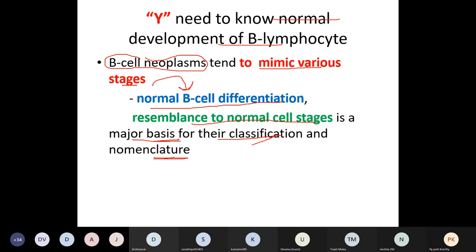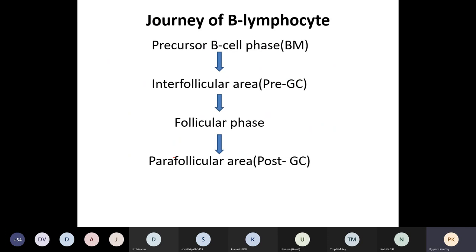So we are going to start with the journey. Where are your lymphocytes going to be born? In your bone marrow. That is called the precursor B cell phase, which is exclusively in your bone marrow. So first it will be formed in your bone marrow, right? Then it is at home.